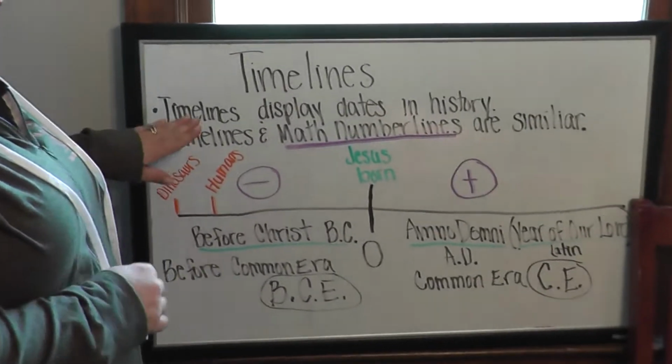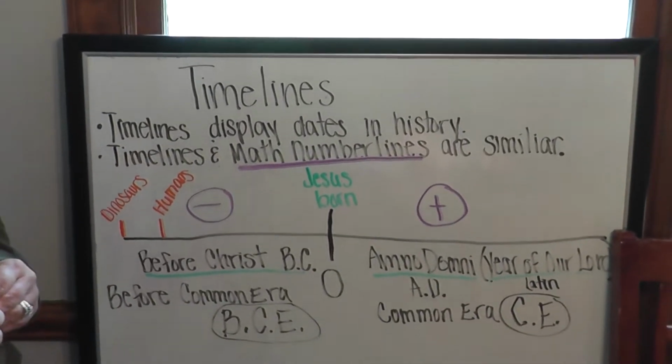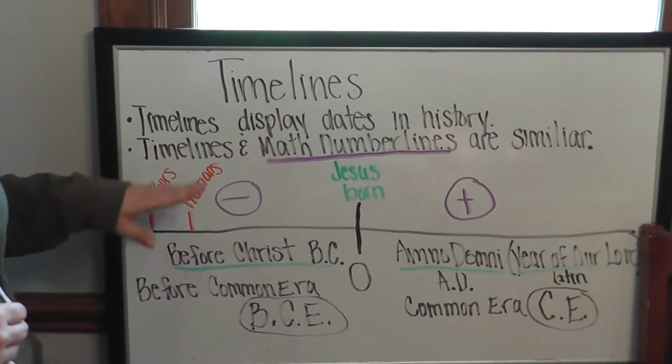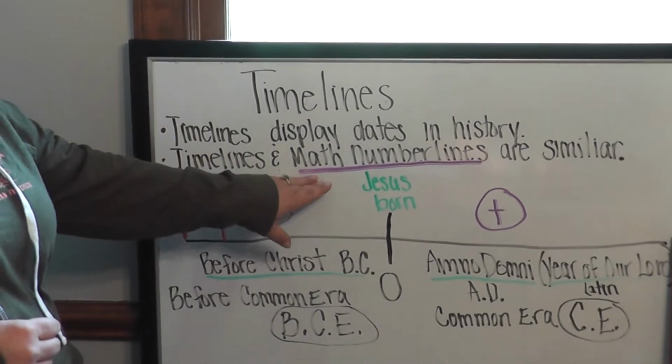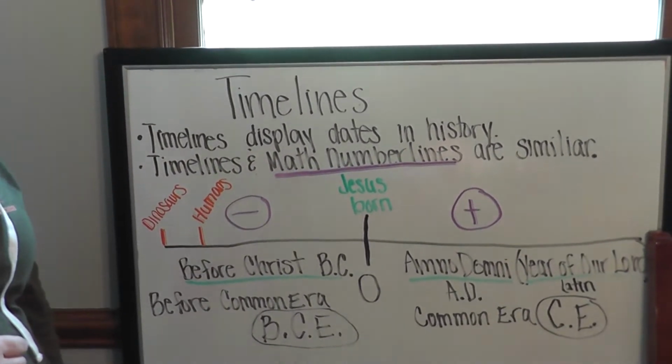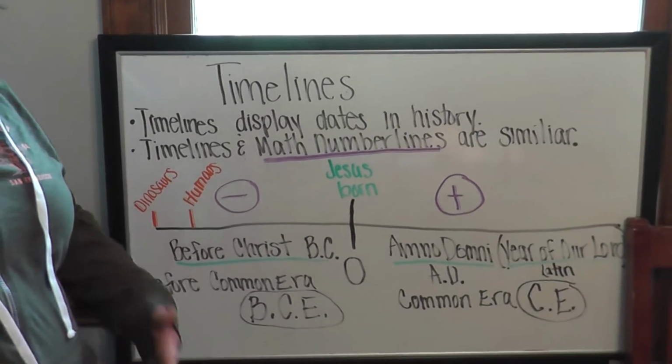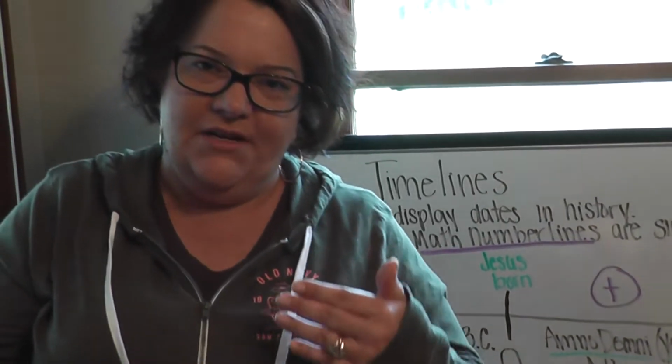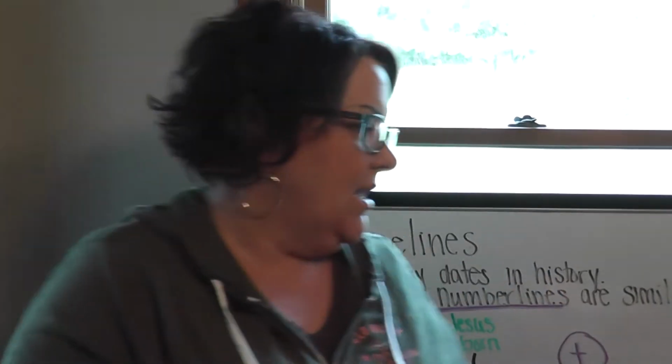So timelines. Timelines display dates in history. Timelines and math number lines are similar. So I want you to be thinking of the placement of 0 on a number line and the placement or significance of 0 on a timeline, okay?